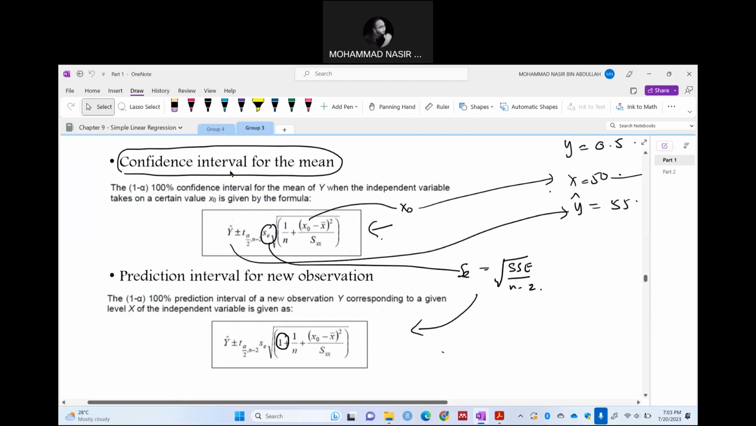So this is a confidence interval for mean. We just y hat plus minus t alpha divided by 2, n minus 2, multiply with standard error of estimate, multiply with square root of 1 over n plus x naught minus x bar square divided by Sxx. This is a confidence interval for mean. For prediction interval, it's the same formula. We just need to add 1 for the margin of error, right?